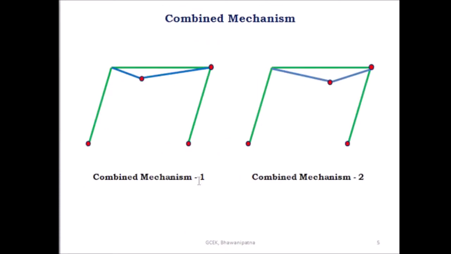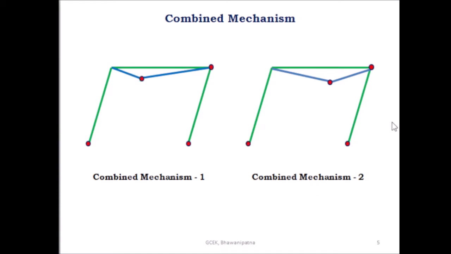This is combined mechanism 1. Here you have to take the sway mechanism with the beam mechanism 1. In this case there is no plastic hinge at joint B. Only the plastic hinge will be found at joint A, joint C, joint D, and at the load point.